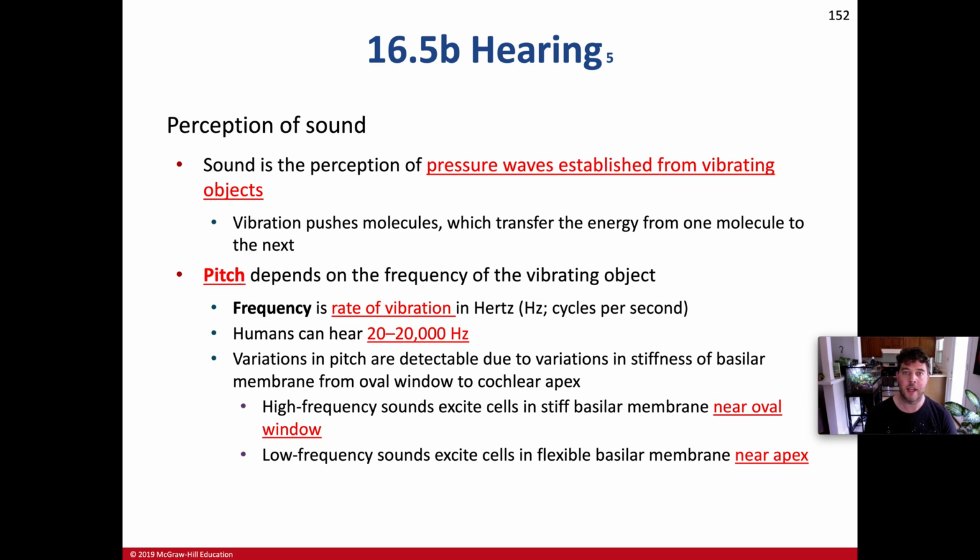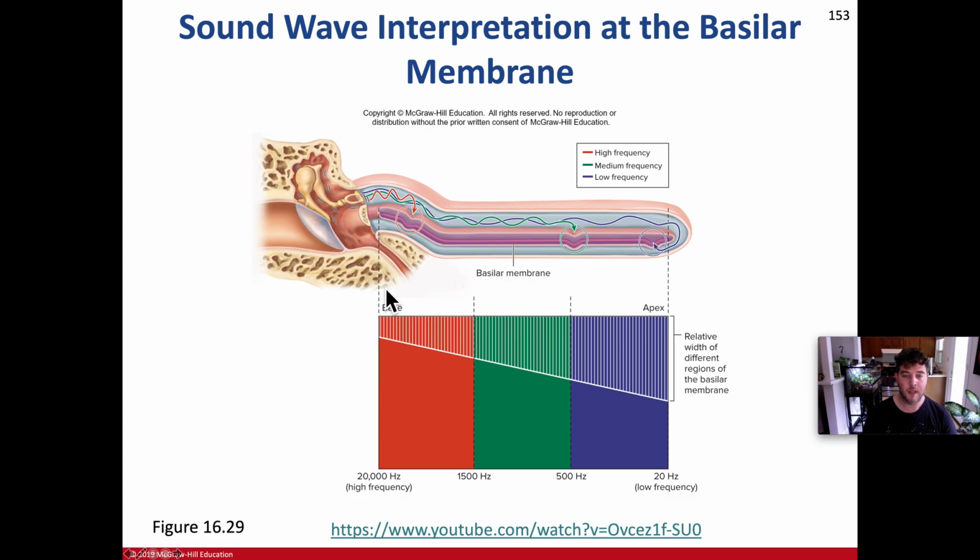Like the book said, the basilar membrane closer to the base of the cochlea is going to be stiffer. As you go more up towards the apex, it becomes more flexible. So high frequency sounds excite the stiff cells in the basilar membrane near the oval window, and low frequency sounds are going to excite near the apex. Yeah, there's that link to that video. So again, you have these high frequency sounds very close to the oval window being detected here, whereas as you go up towards the apex, that's when you're going to start to detect your lower frequency sounds.